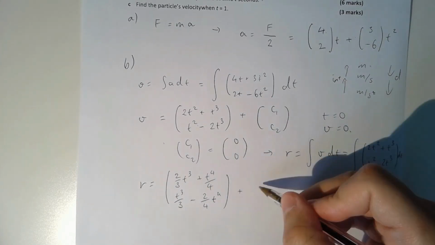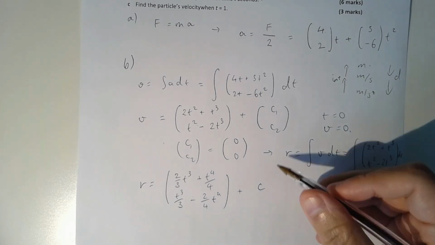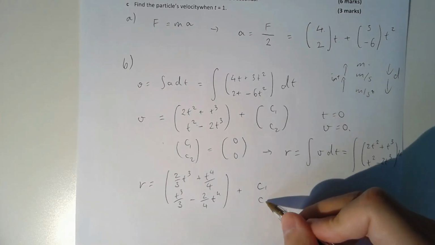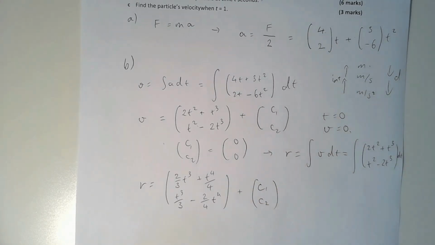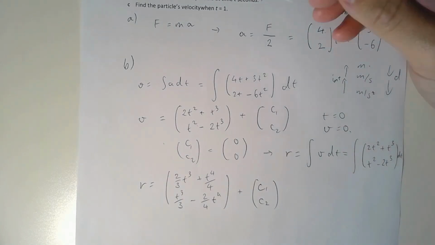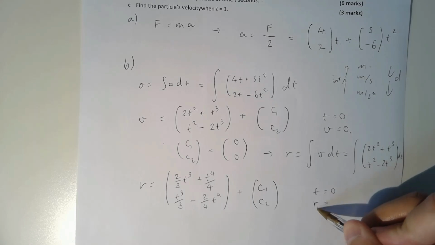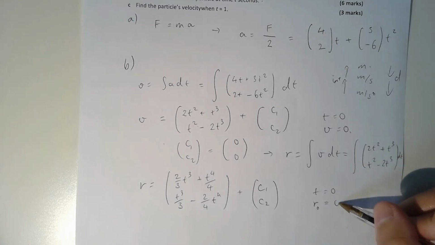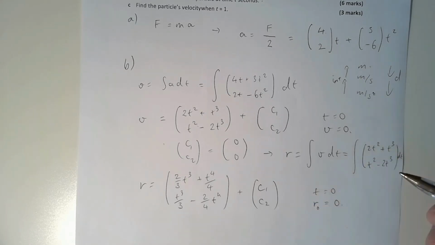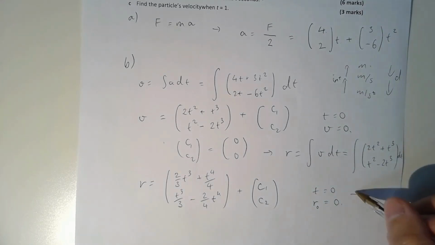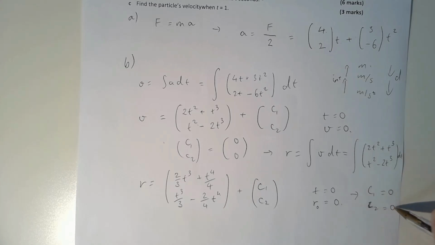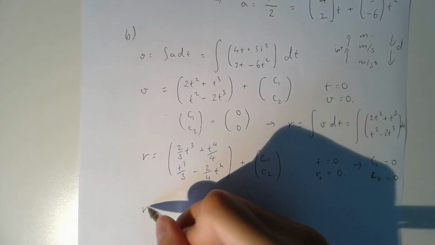Of course, don't forget the constants. C1, C2, you can write B, whatever, it doesn't matter. Now, you know that it starts from, let's say, the origin. That means when t equals 0, r initial, r0, I always write it down, is 0. So therefore, you can see that C1 and C2 equal 0 also. Therefore, C1 and C2 both equal 0. I'm going to carry on next.